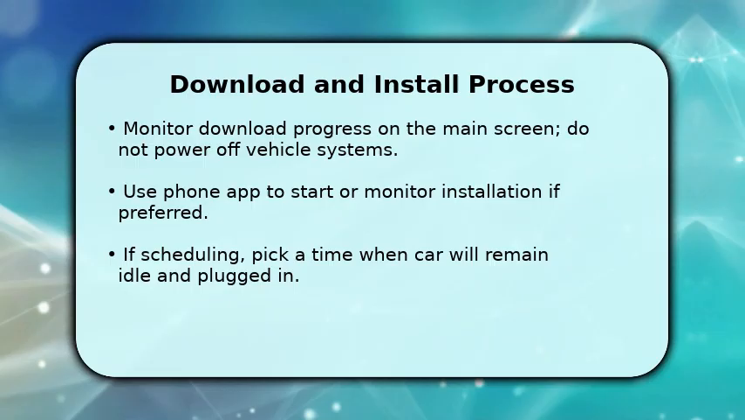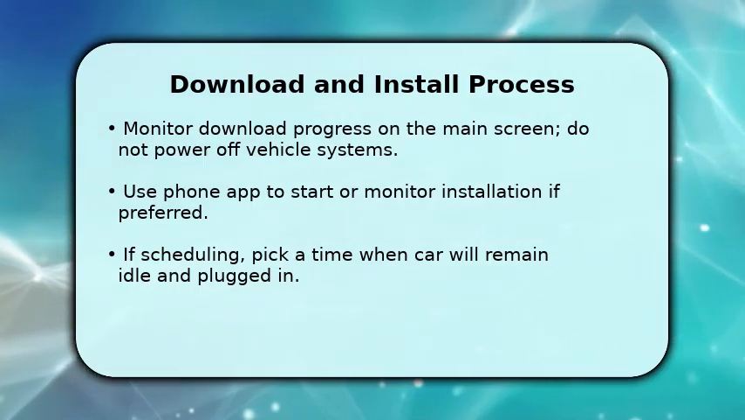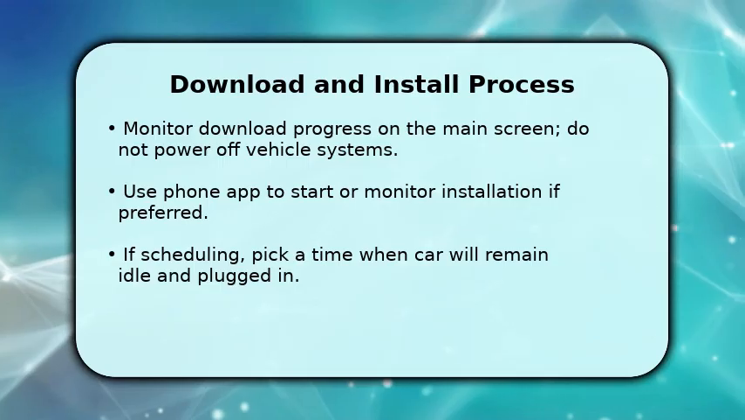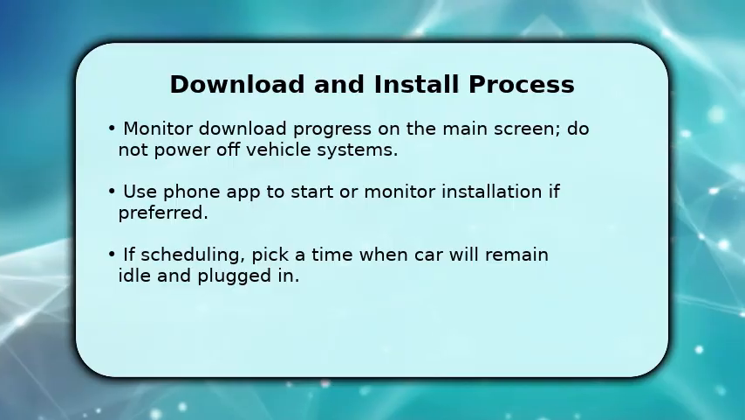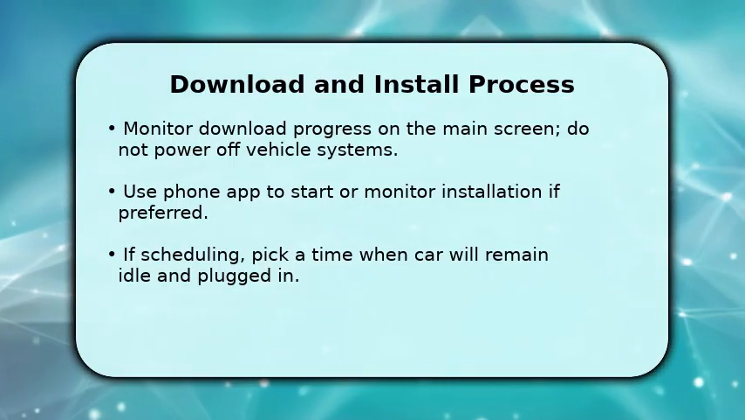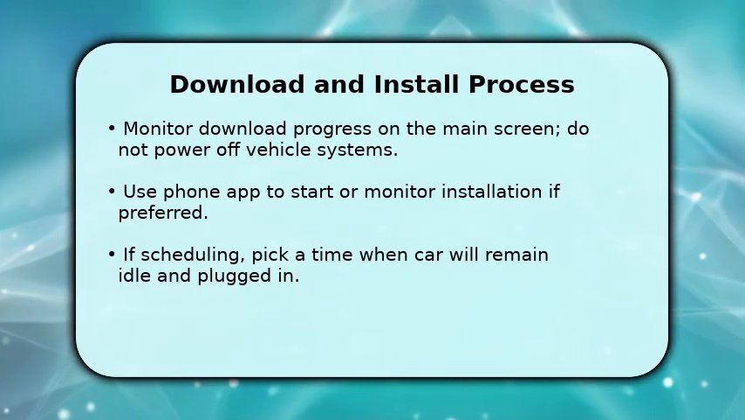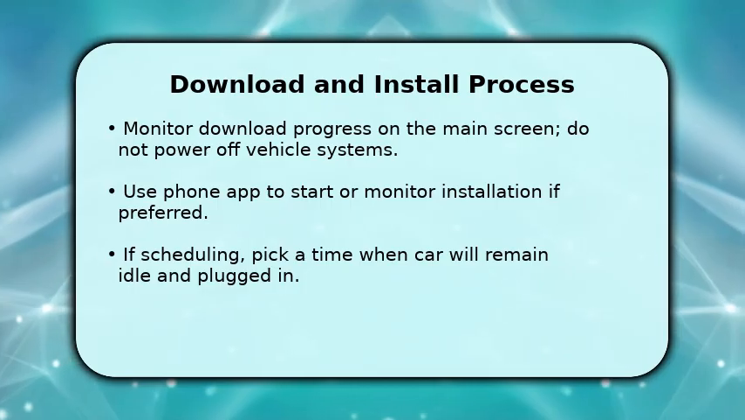You can also trigger or observe the process via the Tesla mobile app. It mirrors the car's status. Once downloaded, tap Install or Confirm in the app. The car may enter a quiet state and display a countdown before rebooting modules. During installation, vehicle functions are limited by design, so make sure passengers are aware and plan trips accordingly.